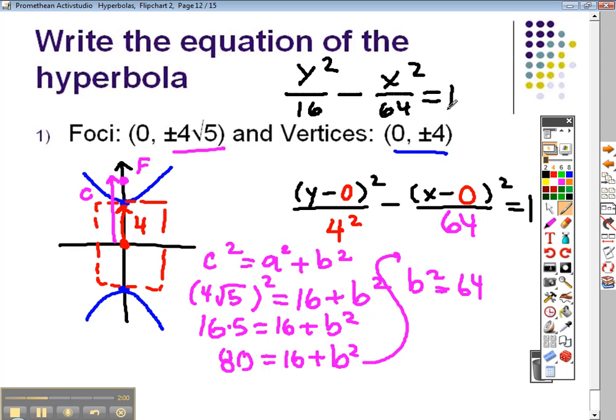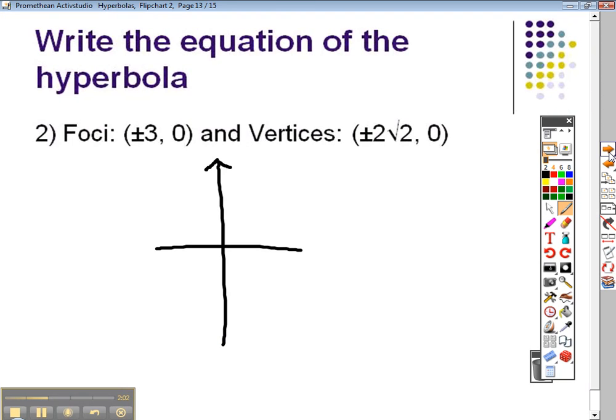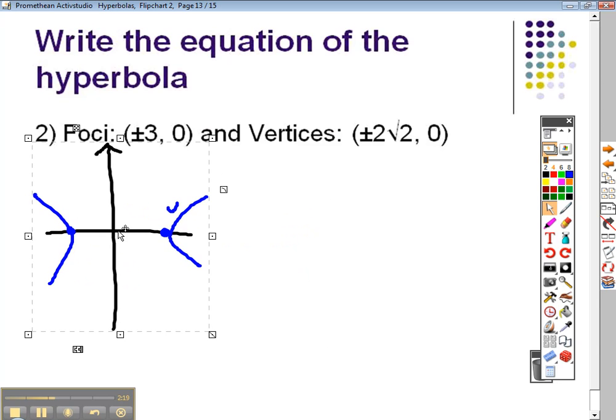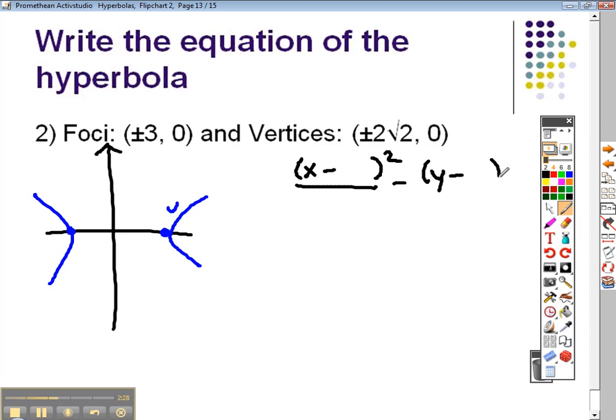If we look at the next problem, it's a similar situation, but the foci and vertices this time are going across. So let me go ahead and plot the vertices. Here's one at 2 rad 2, and here's one at negative 2 rad 2. Again, the importance of that is it tells me that the hyperbola goes in the sideways direction, which also tells me that when I go to write my equation, the x is in front. So the equation should start out as (x minus something) squared over something minus (y minus something) squared over something equals 1.